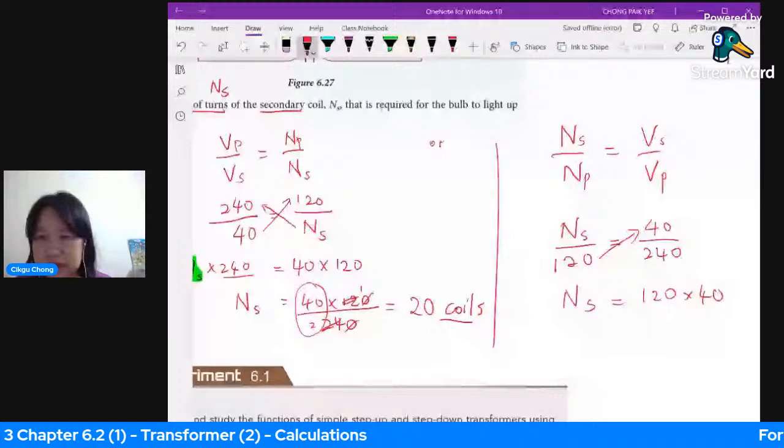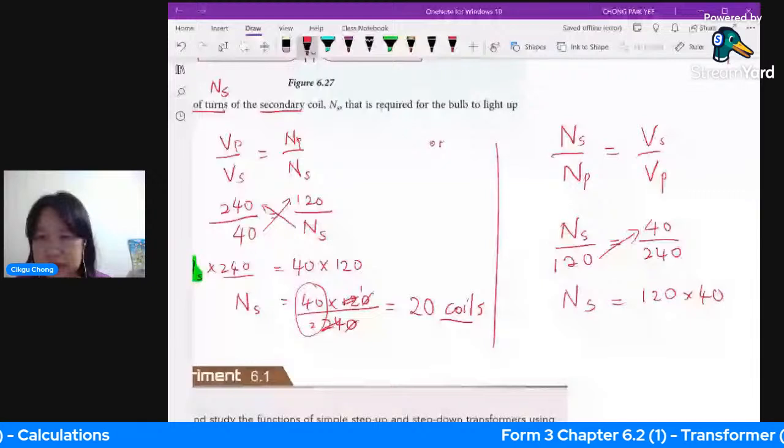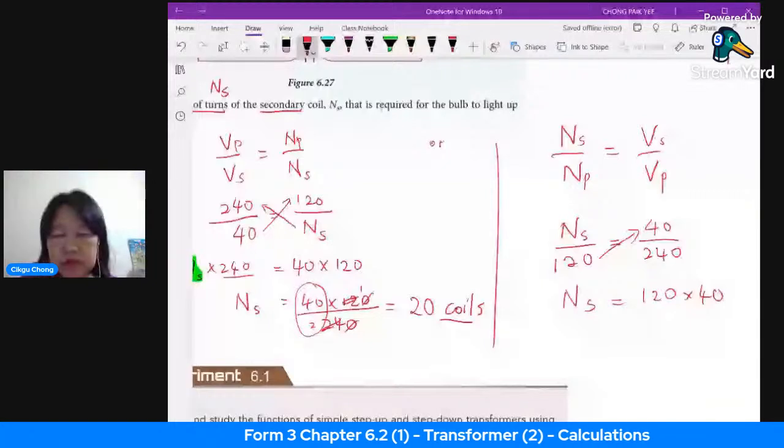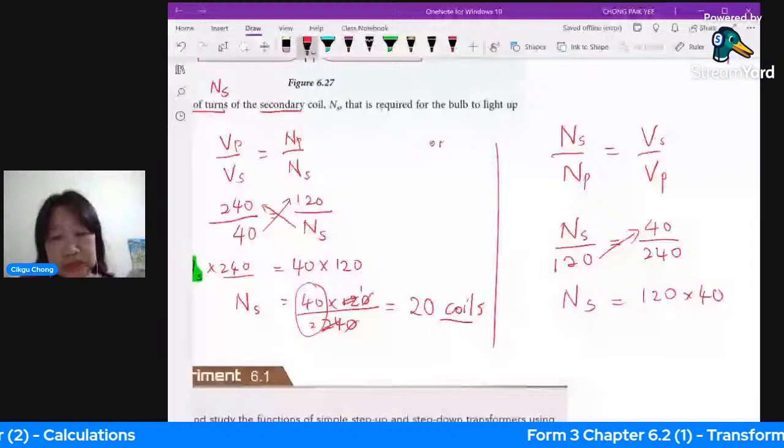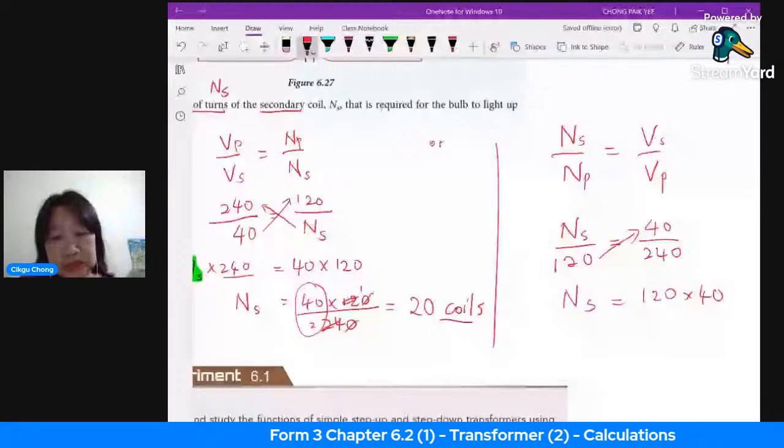So anything is cancelled. Divide by 12, you get 1. Divide 24 by 12, you get 2. So you're left with 40 divided by 2, which is also 20. 20 coils, or you can say 20 turns. Okay, you can still get the same answer. So no need to be so rigid.